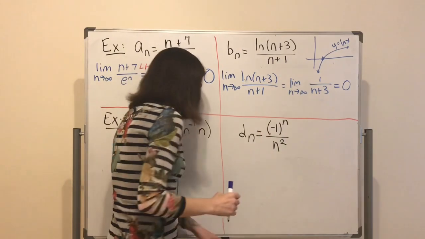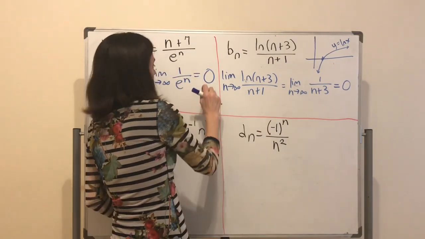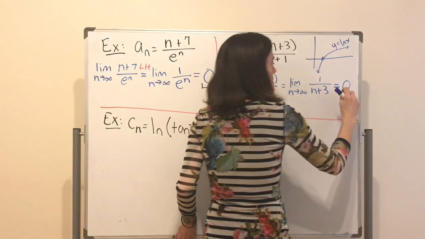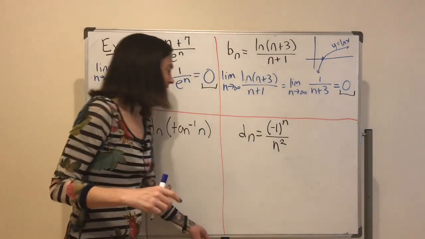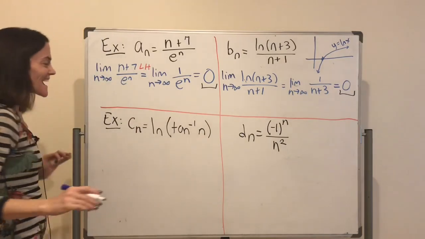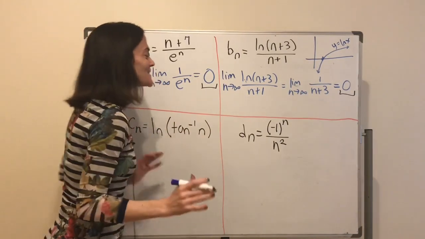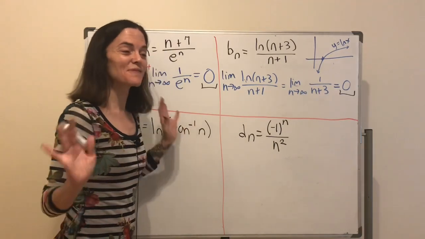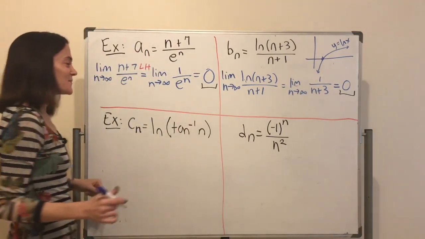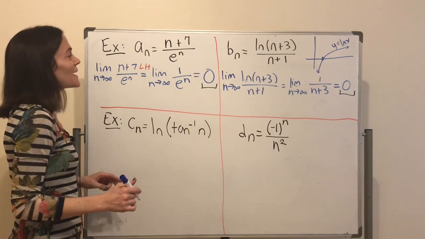So here we have 2 different examples. Maybe I should do some examples that converge to something other than 0. Okay, coming. I just got the idea. But these 2 converge to 0. And we will see, in fact, that these are all convergent, and 3 of the 4 will converge to 0. Okay, well, now this one.